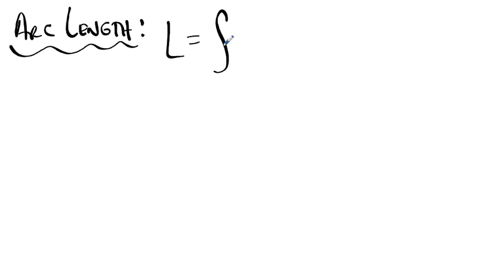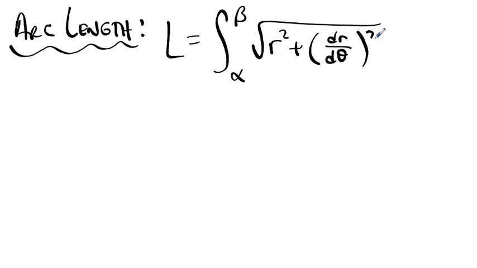Arc length is an integral from alpha to beta of the square root of r squared plus whatever the derivative of r with respect to theta is, squared, d theta. Just so we're clear, where would this come from? We would start with the arc length integral from parametric coordinates. Take the derivative of x with respect to theta squared plus the derivative of y with respect to theta squared, big square root, whole lot of stuff simplifies inside, and you end up with this.